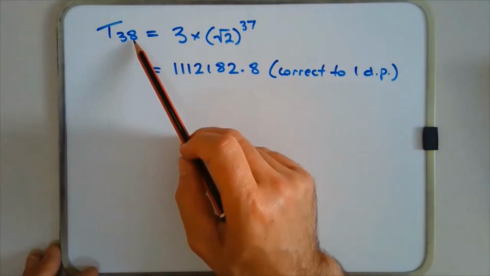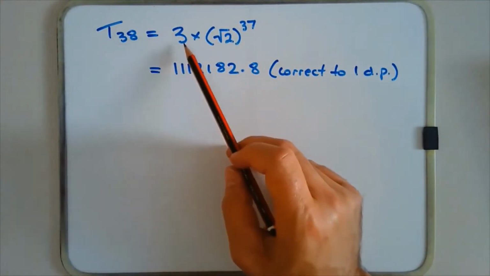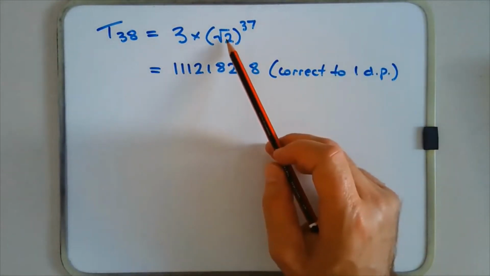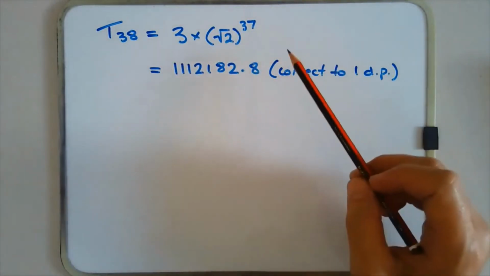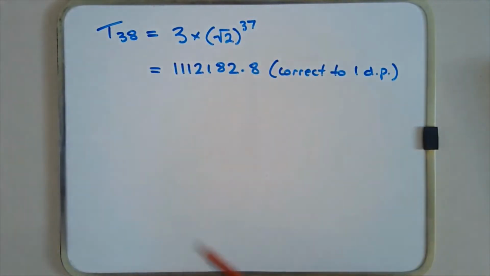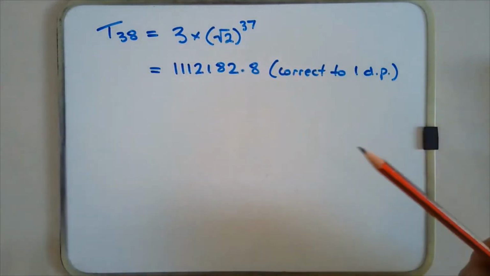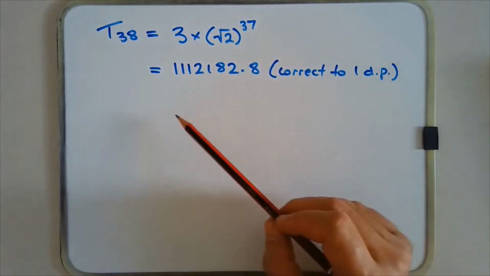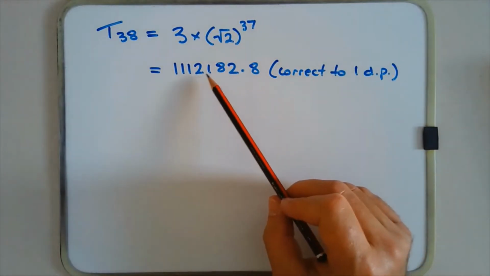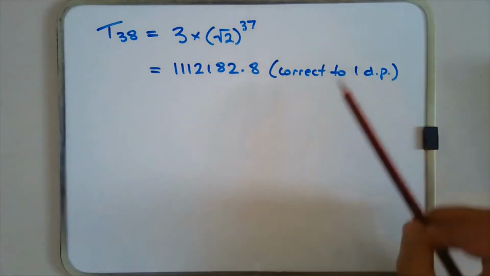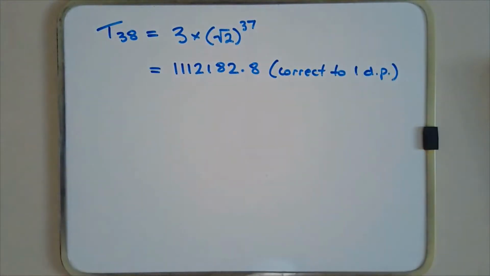So T38 is equal to 3 multiplied by the square root of 2 to the power of 37. That's n minus 1. And then just evaluating that, I'm going to round it to one decimal place, or we can keep it in exact form. It doesn't really matter, it just depends what the question's asking, of course. And we end up with 1,112,182.8, and that's correct to one decimal place.